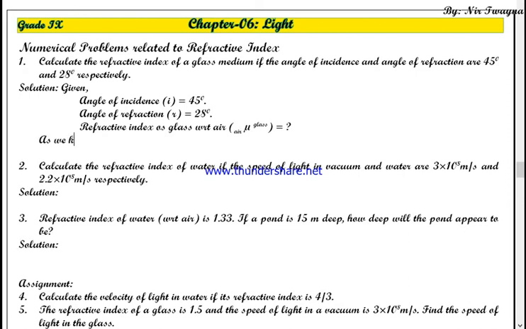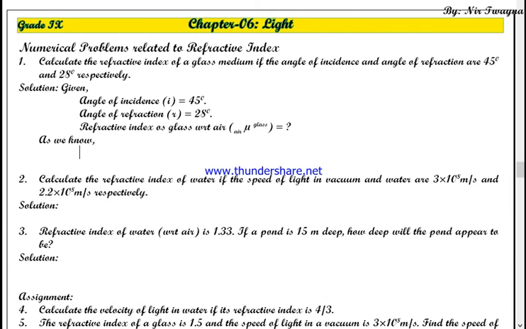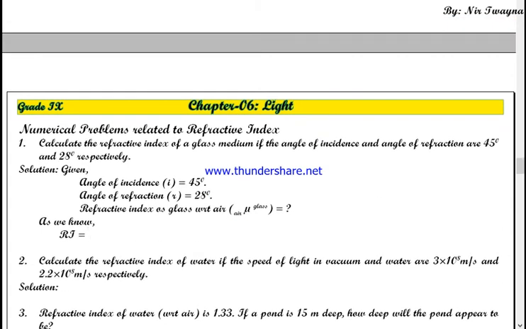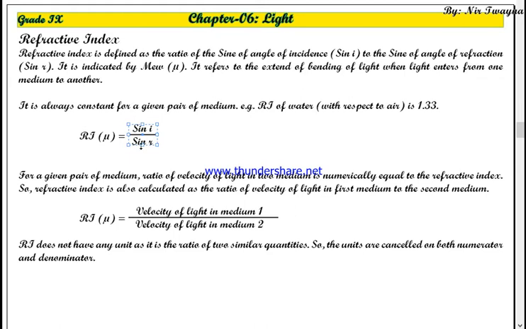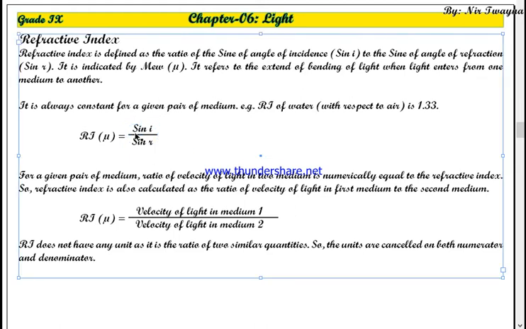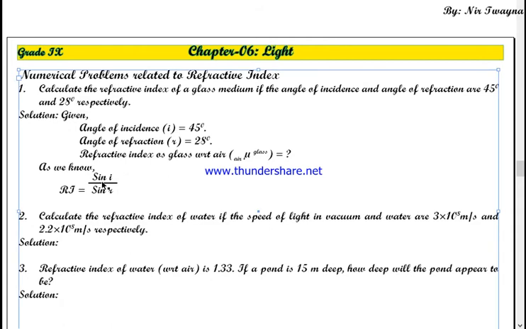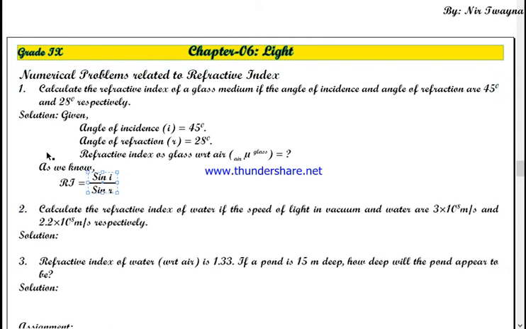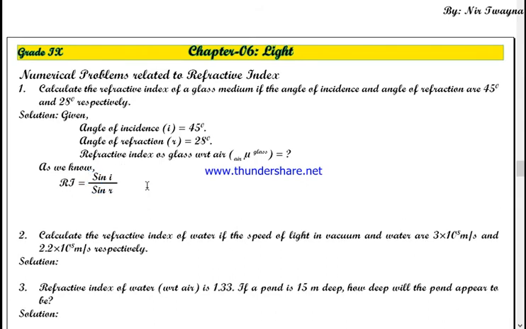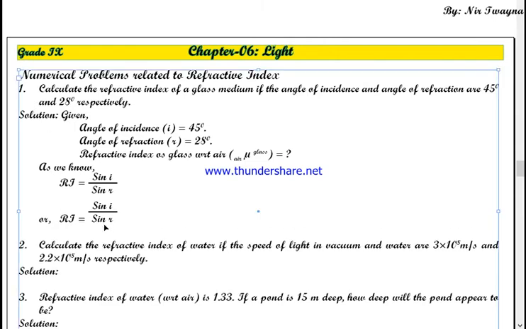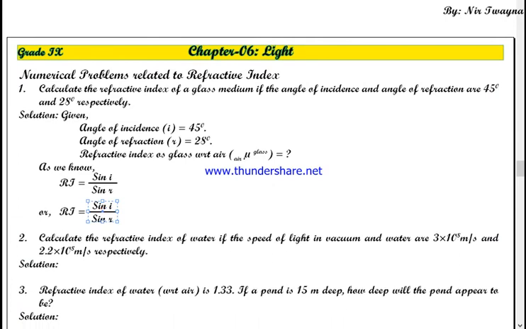As we know, now which relation will you have to use if you are given I and R? Which relation will you have to use? Ri is equal to which one? If the angle of incidence and angle of refraction are given, then you need to use this formula. Yes, let's use it here. Ri is equal to, once again I need to paste it, because in the second step I simply have to substitute the values of I and R.